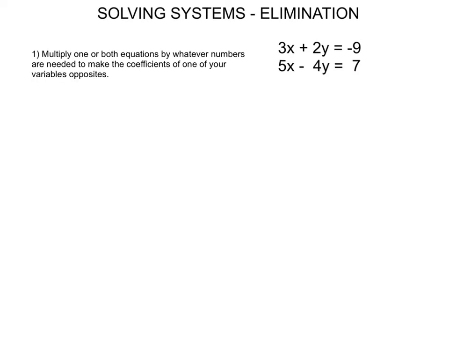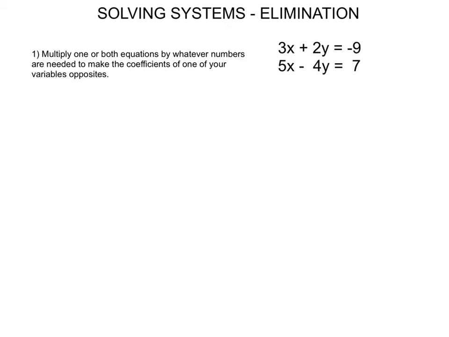So the first thing we need to do is multiply one or both equations by whatever numbers are needed to make the coefficients of one of your variables opposites. Now remember, in math terms, opposites means positive and negative. So for example, you want either the coefficient of this x and this x to be opposites, or the coefficient of this y and this y to be opposites, whatever that number is: 6 and -6, 2 and -2, 5 and -5. So we're going to do this. Now it doesn't matter which variable you choose.